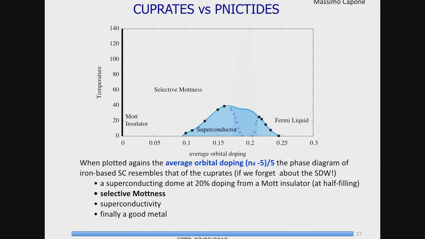So coming back to my first slide, I don't want to compare them just by setting a correspondence between the spin density wave and the Mott insulator. Now, the role of the Mott insulator would be played by this putative Mott insulator. But still, I have a sequence of phases which really mirrors what happens in the cuprates.